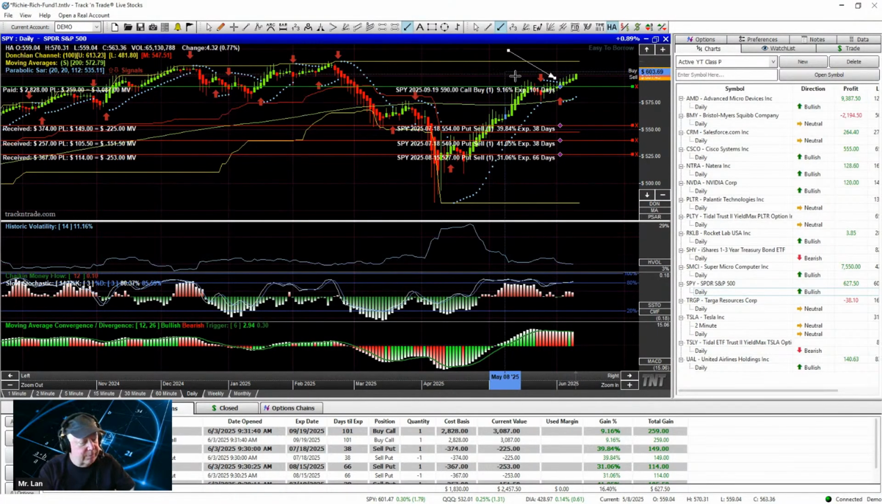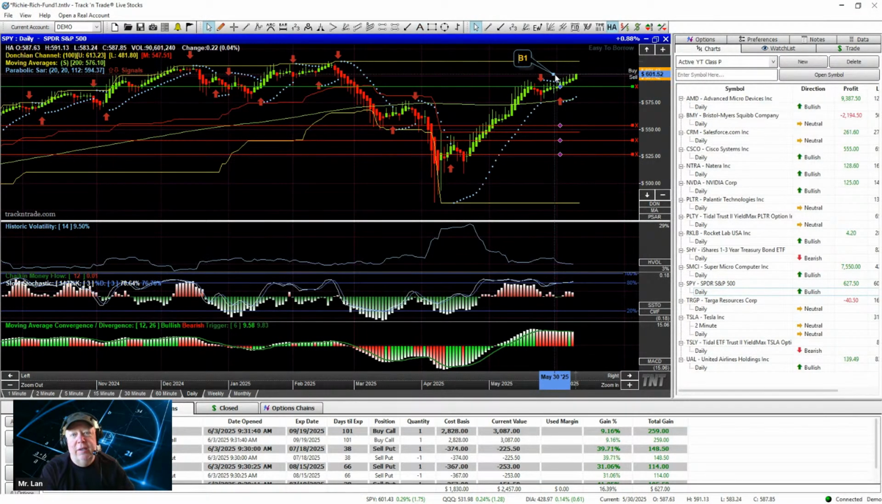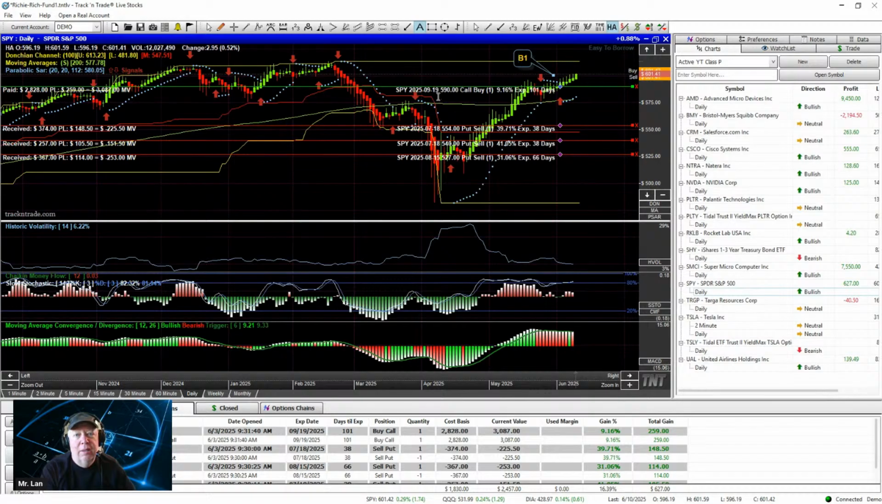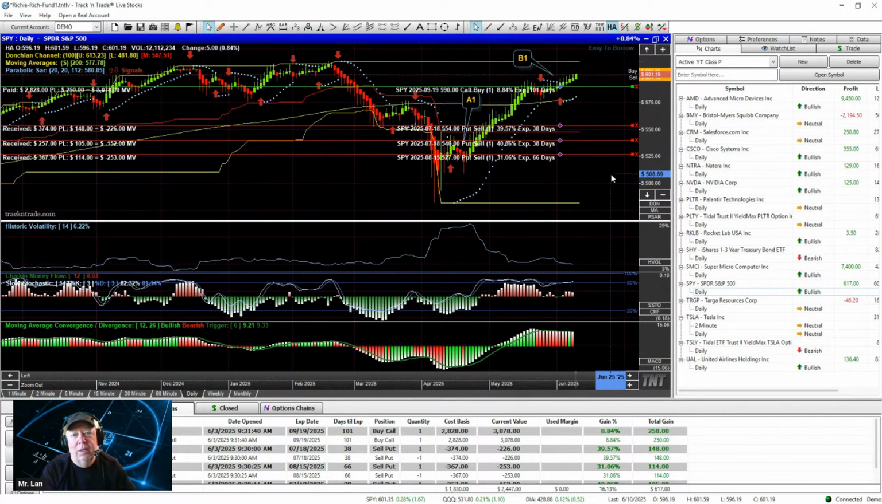That's a B. Let's do it properly there, Lan. If you're going to do it right, B1. Okay, so there you go. That's your B1 right there. This was A1 down in here. And we use the bonds to help us identify that when bonds go up, stocks go down. Bonds go down, stocks go up. So there you go. Have we made any money over here? Let's go see.